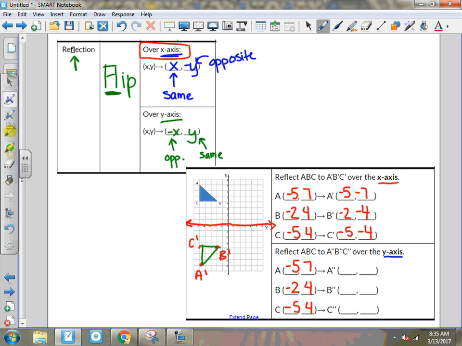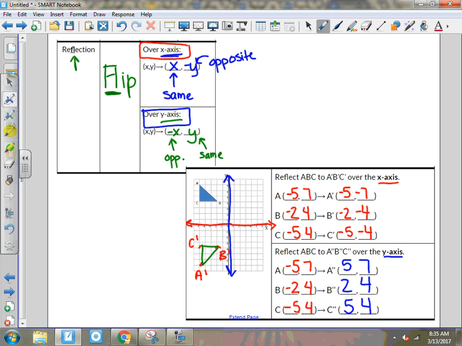If we're flipping over the y-axis, I'm going to use my other shortcut. So my y is going to stay the same. So in this case, the 7, 4, and 4 are going to stay the same. But my x is going to turn to the opposite. So the opposite of -5 is a +5. The opposite of -2 is a +2, and again a +5 here. So as I'm showing these coordinates, now it's almost going to look at the y-axis like my mirror. So I'm going to go ahead and show that.